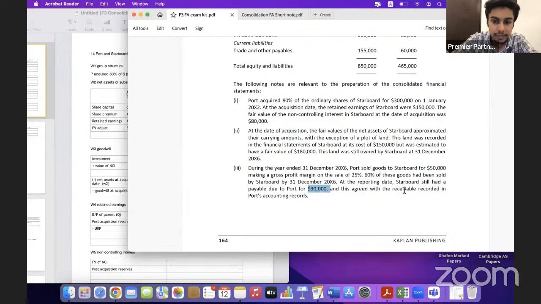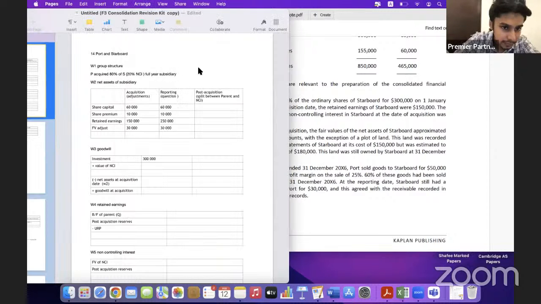See, guys, once again, Starboard has a payable. That means Starboard has to pay. That means for Starboard, this will become a trade payable. For Port, he should get money. It will become a trade receivable. So for those who don't know this part, guys, normally when one company is a trade payable and the other company is a trade receivable, we call these current account transactions. What do we do with current account transactions? We eliminate.